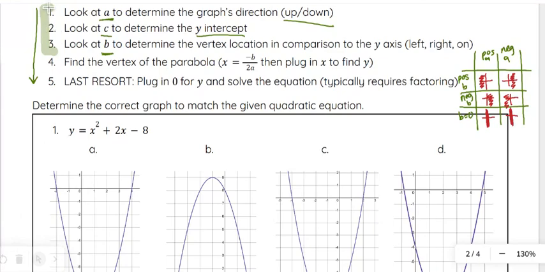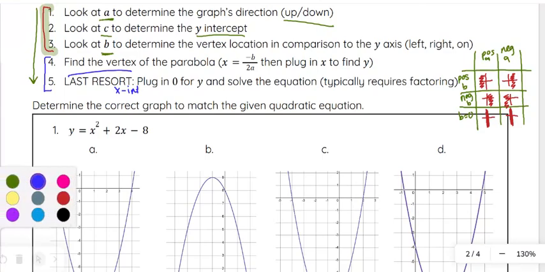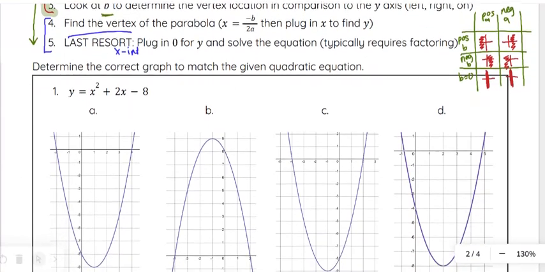So those three would be the three that I would start with, and hopefully that would eliminate all your answer choices. Last case scenario would be these two options, so finding the vertex, and then as a very, very last resort, finding those x-intercepts. All right, so let's try some examples and see what we can do.